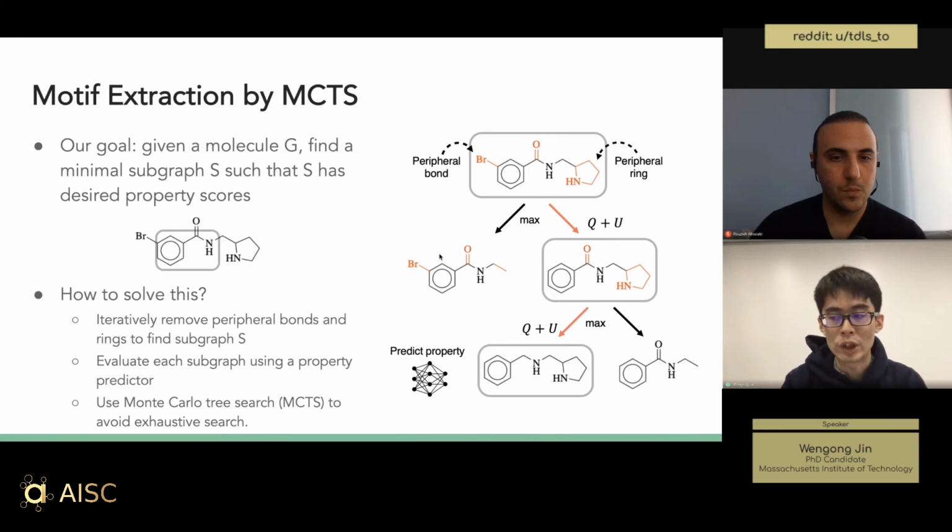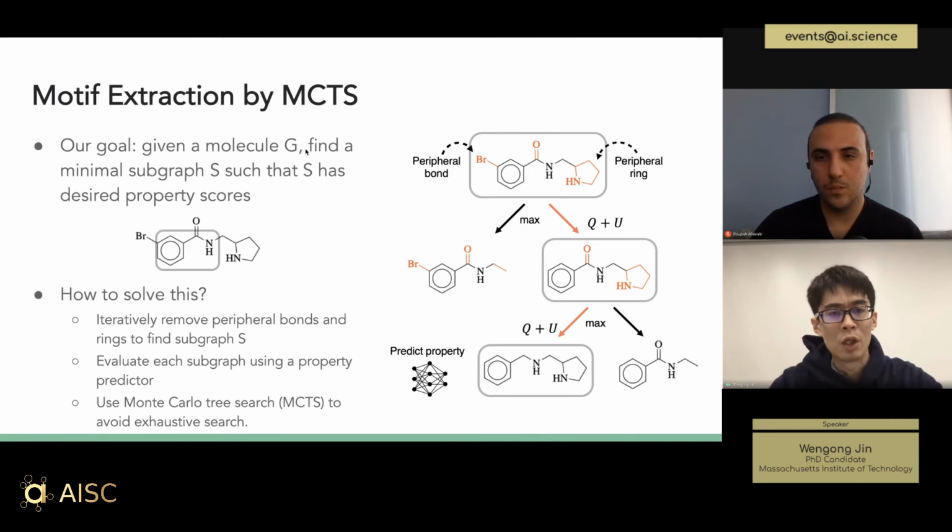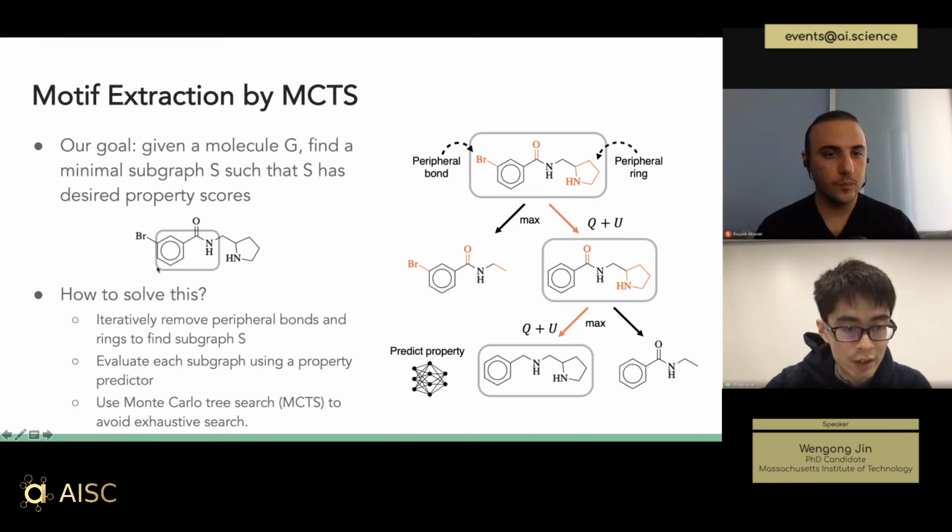So now the question is, how do we find these property-specific motifs? Our goal is, given a molecule G that is active or inhibitive to some biological target, to find a minimal subgraph S such that S has the desired inhibition or activity. For example, given a molecule here, we want to find the minimum core structure that contributes most to the property. This is a combinatorial optimization task, and we propose to solve it using a Monte Carlo tree search algorithm.